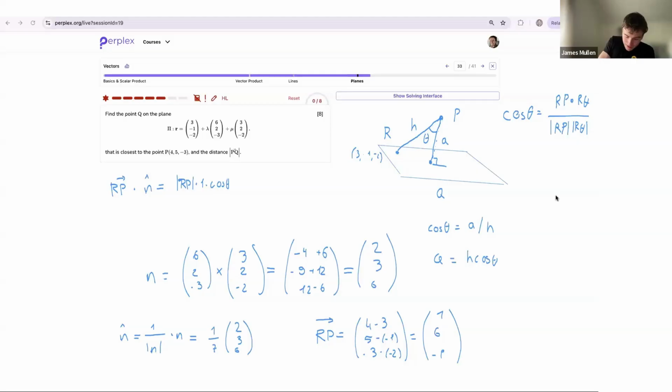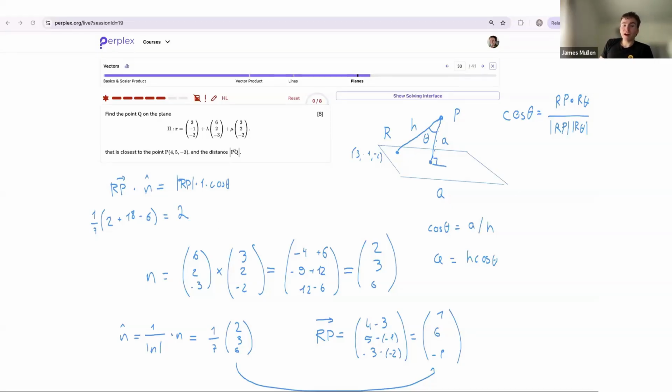And so if I actually evaluate that, if I do RP dotted with that, I'm going to get 1 over 7 times 2 times 1, so 2, and it's no longer a vector, sorry, now it's a scalar product, so 2 times 1 is 2, 3 times 6 is 18, and 6 times minus 1 is minus 6, okay? So that's going to give me 1 over 7 times 2 plus 18 minus 6, and that gives me 1 over 7 times 14, which is 2. So that is the distance, all right?